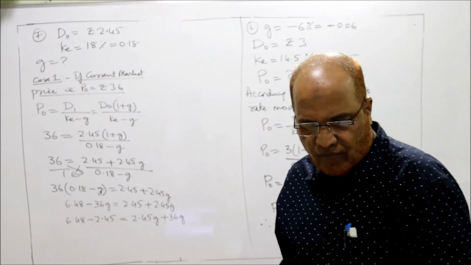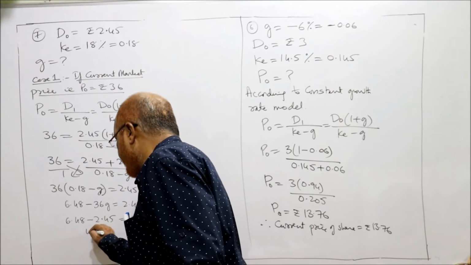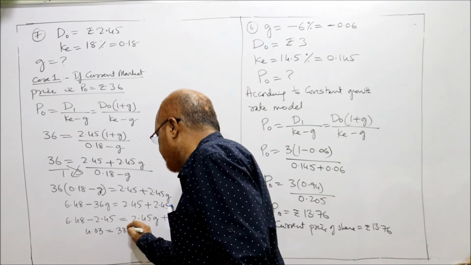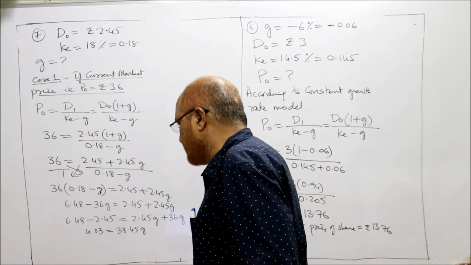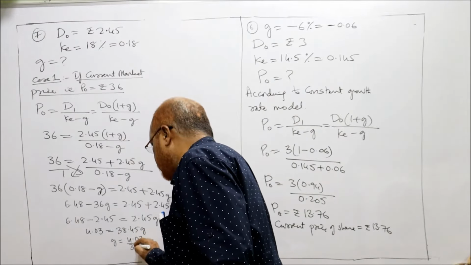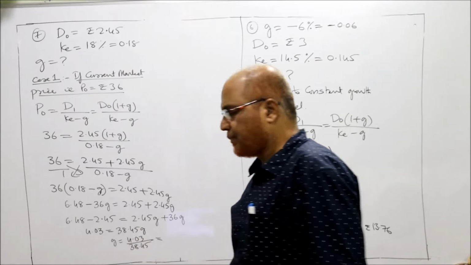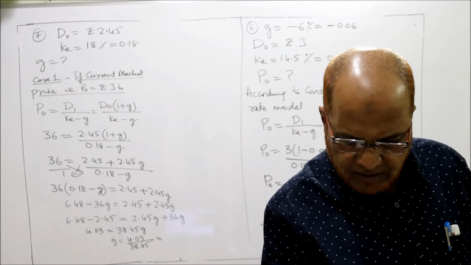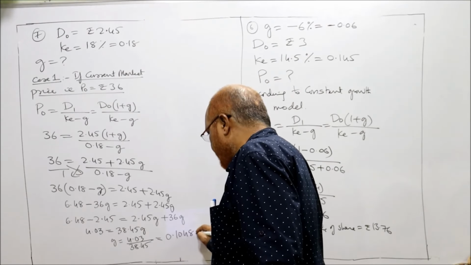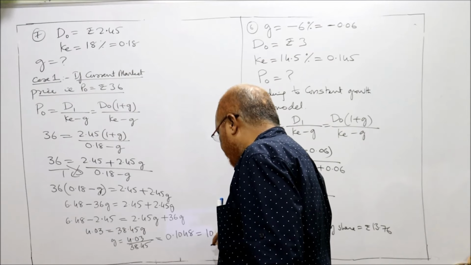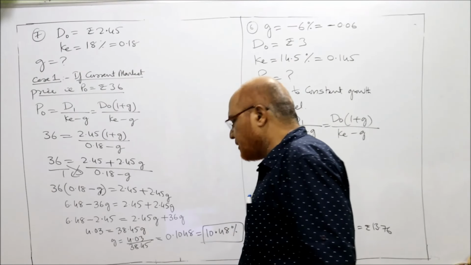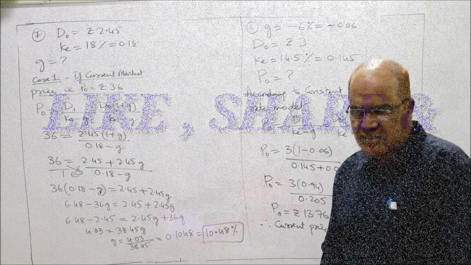6.48 minus 2.45, 4.03, is equal to 38.45G. So G is equal to 4.03 divided by 38.45. 4.03 divided by 38.45 is 0.1048, that is equal to 10.48%. This is the growth rate.